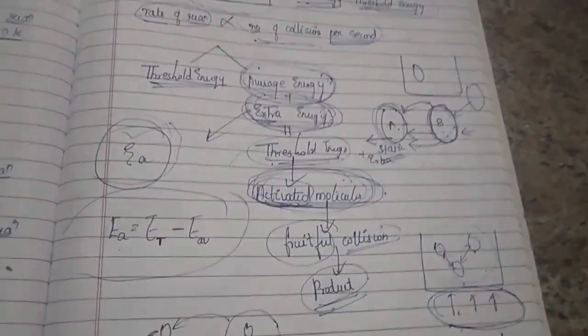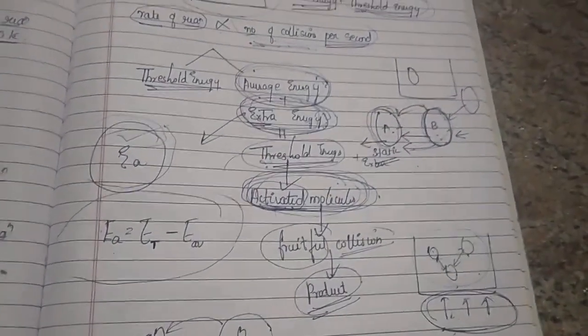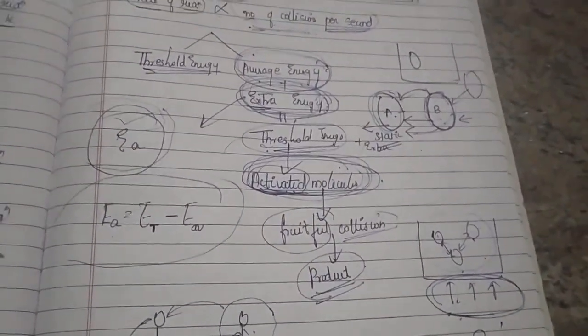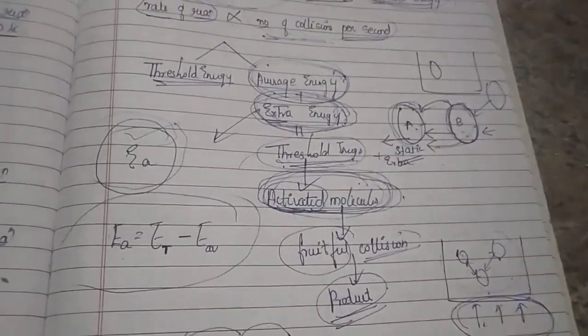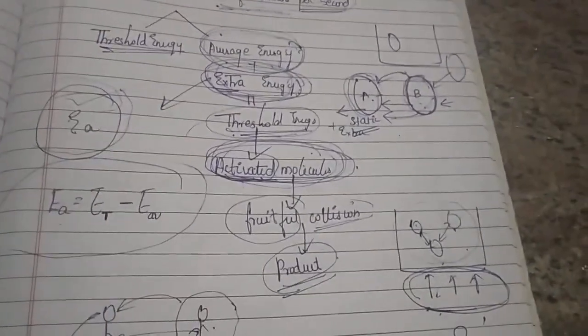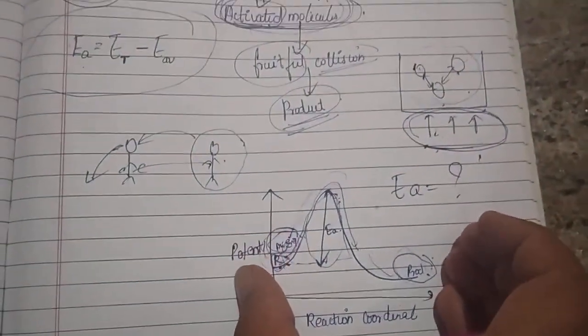Whenever you're taking two reactants, or whenever you're taking a reactant in a system, you have to remember that the collision gives rise to a product. And in collisions, you have to remember, only the collision between your activated molecules gives rise to the product. The answer lies now within this graph.